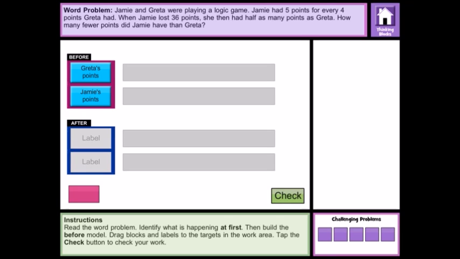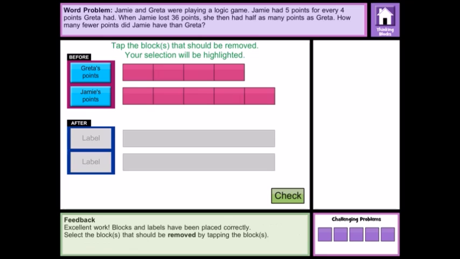So we've labelled our model. Now we have to put bars on there to represent the ratio. So we're going to put 5 bars for Jamie and 4 for Greta. Let's have a look at what that looks like. So we've set up our bars, and you can see that they are arranged in the ratio where Greta has 4 and Jamie has 5. So we've set up our before situation.